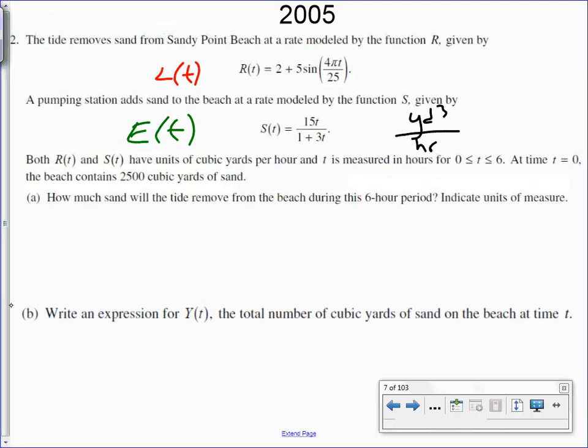Okay, now, it says, how much sand will the tide remove from the beach during the 6-hour period? Let's write an expression down. If we want to get the total amount that the tide removes over the first 6 hours, what expression do I need to write?